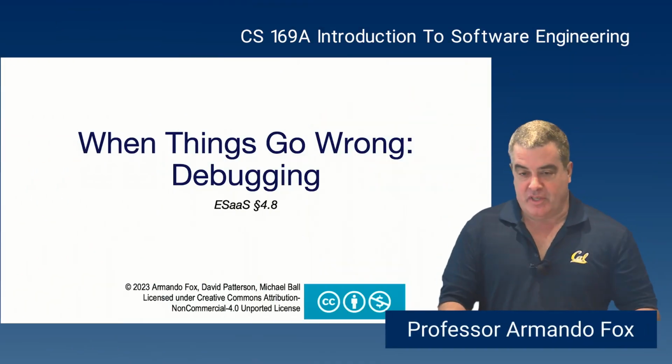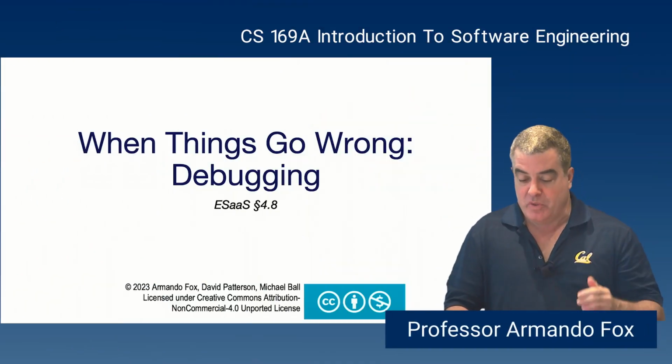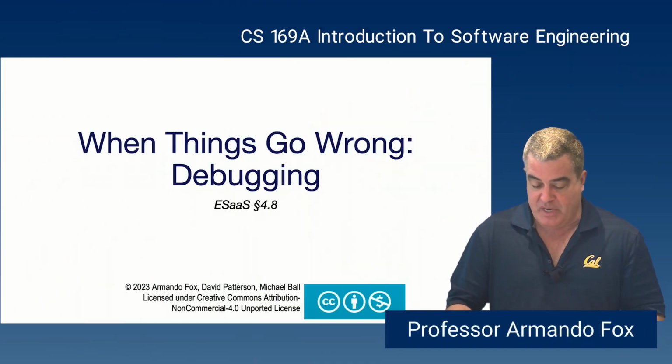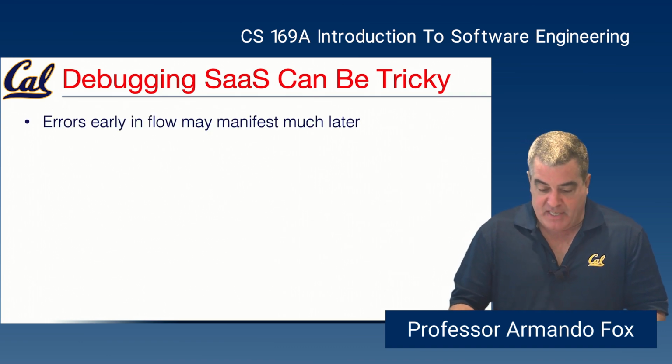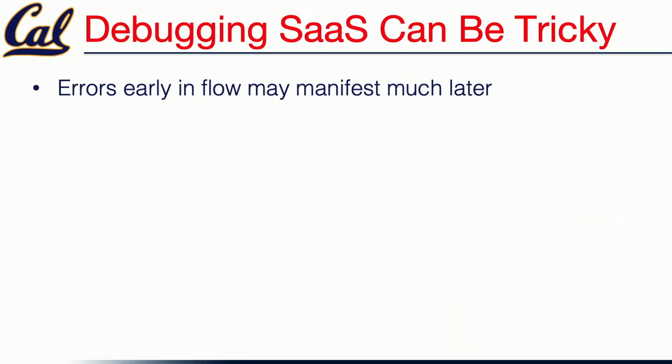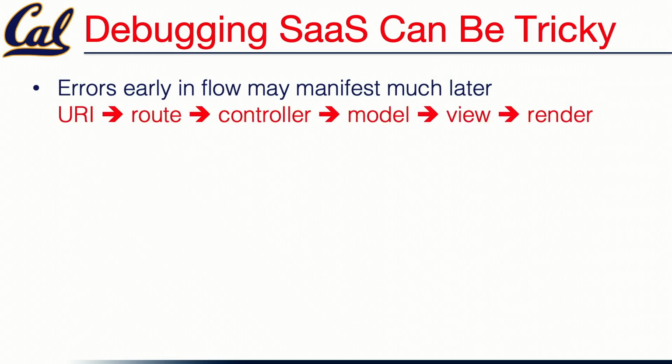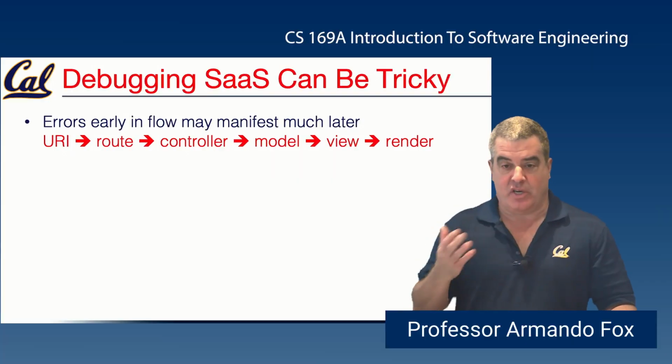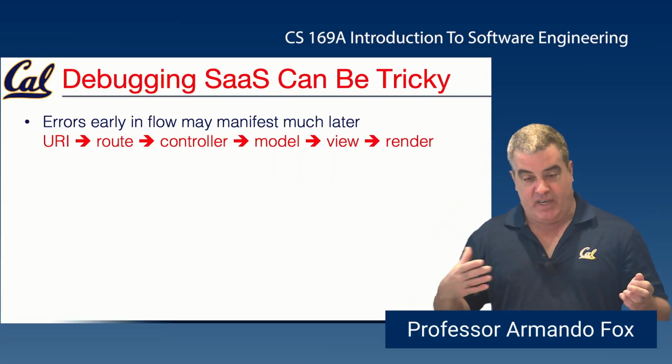Okay, so far we've not talked too much about debugging. You've seen me use the debugger in a couple of live demos, but you've probably gotten the idea now that debugging software as a service compared to debugging a command line app can be a little tricky. Part of it is that there's a lot of moving parts. A URI arrives, the routing system has to get involved, then there's a controller action that runs, it talks to the model, then there's a view, and finally it gets rendered.